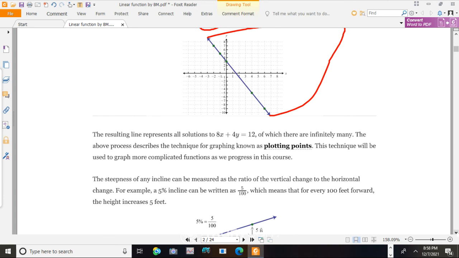The resulting line represents all solutions to 8x plus 4y is equal to 12. Since there is an arrow here, the resulting line, this line, represents all solutions, because there is an arrow here.